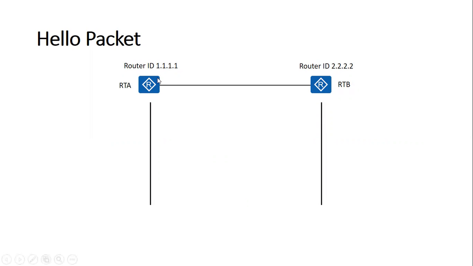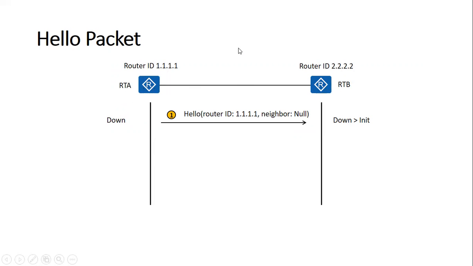Before a router hears a hello message from a neighbor, its state is always down. So this one will be down before you configure here. Once you configure OSPF here and here, this one will be down, and this one will also be down. So that is the first state. But once you configure it, after 10 seconds, it will send a hello.